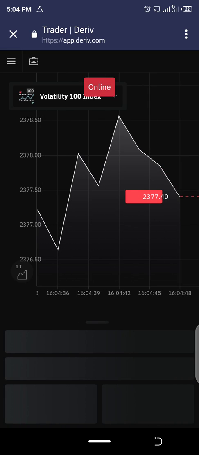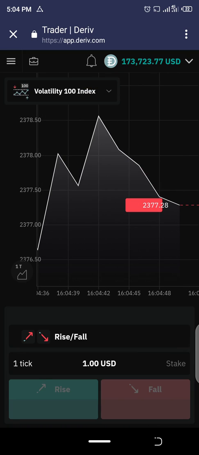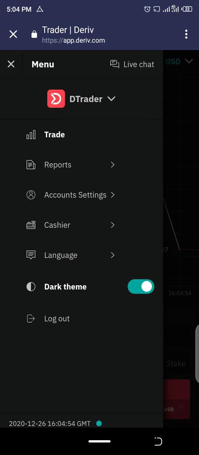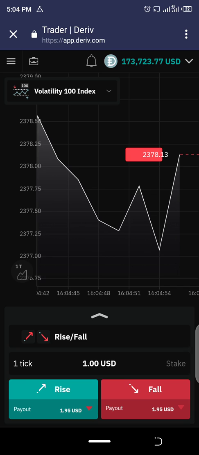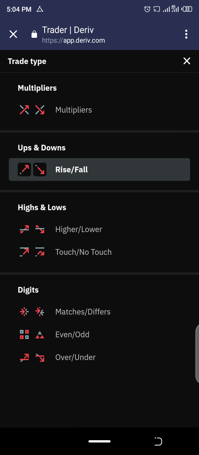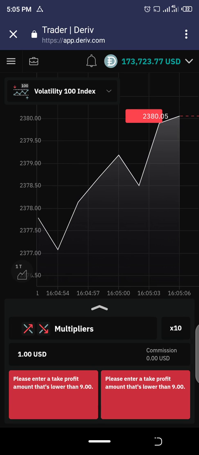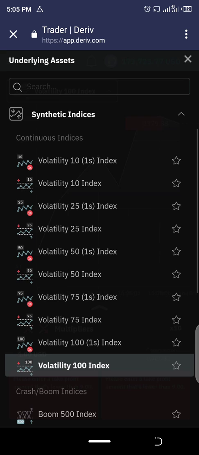All right, so here we are on the D Trader, and let me click here. Okay, to access that market now, it means we have to switch to multiplier. Okay, here to switch the market.